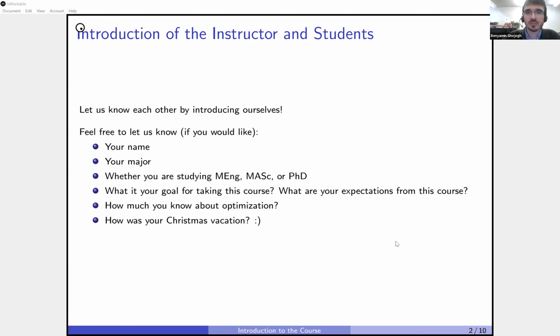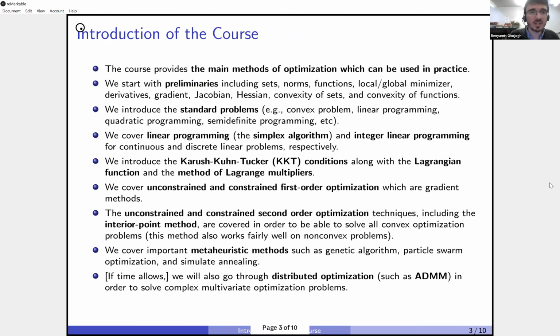So let me share my screen for the slides. I'm using a tool where I can also write on the slides, and you will see my notes here. I will also upload the annotated slides and notes on the course homepage as well as the course link.